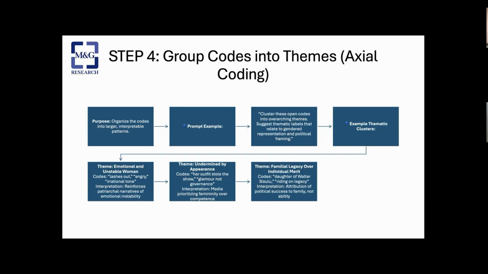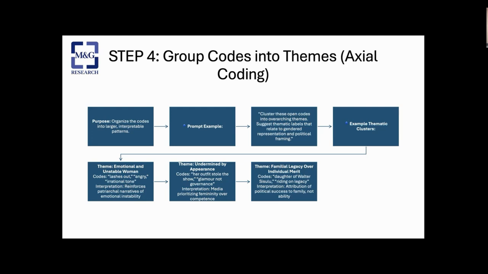What I'm demonstrating here is actually the things that I've already done. This is what optimum results looked like after we generated these prompts. So we are learning prompts, and how to generate themes from ChatGPT using prompts that have been effectively generated. The theme that comes first is emotional and unstable woman. Then you have your codes: she lashes out, she's angry, Lindiwe Sisulu is angry, she uses an irrational tone. The interpretation is that this reinforces patriarchal narratives of emotional instability amongst women.